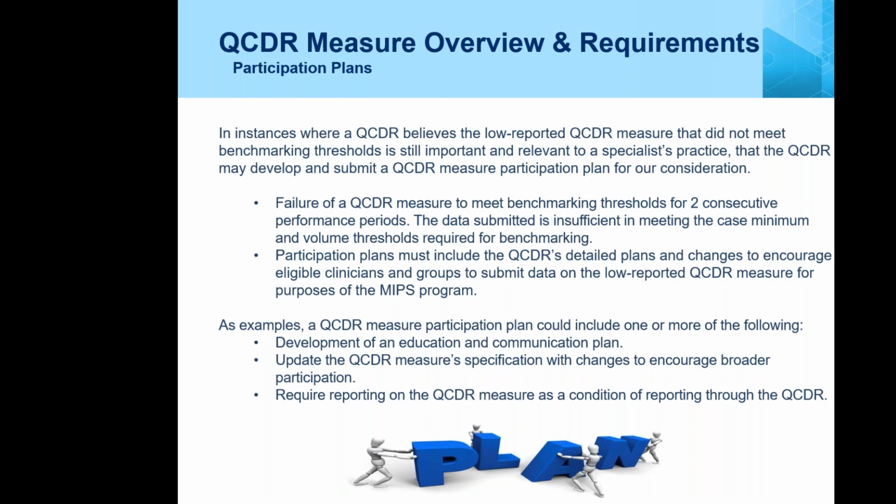Submission of a participation plan does not guarantee the approval of the QCDR measure for the upcoming performance period. An example of what a QCDR measure participation plan could include, it can include something like development of an education and communication plan. The QCDR measure specification could be updated with changes to encourage broader participation, as well as a QCDR could actually require the reporting on that measure as a condition of reporting through their QCDR. Next slide, please.